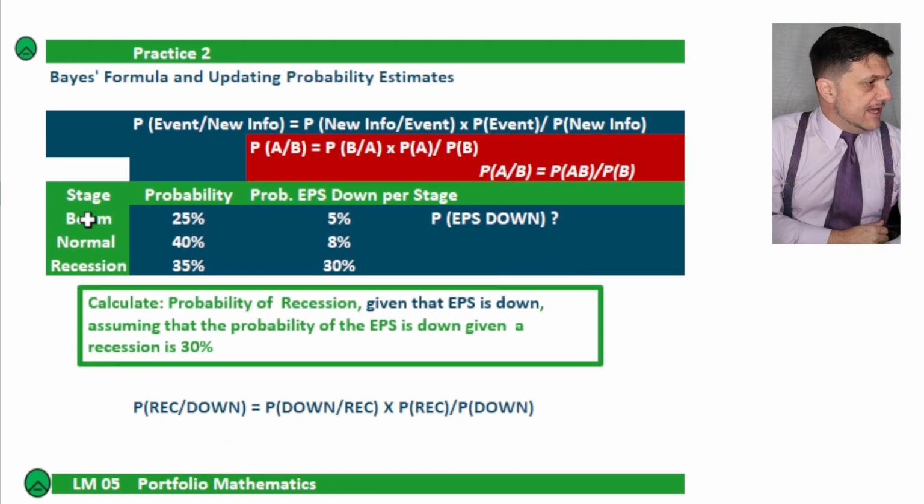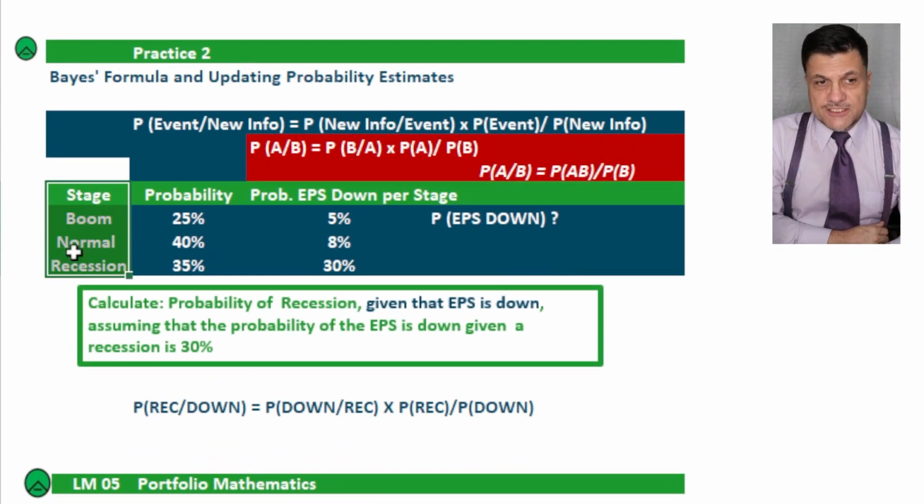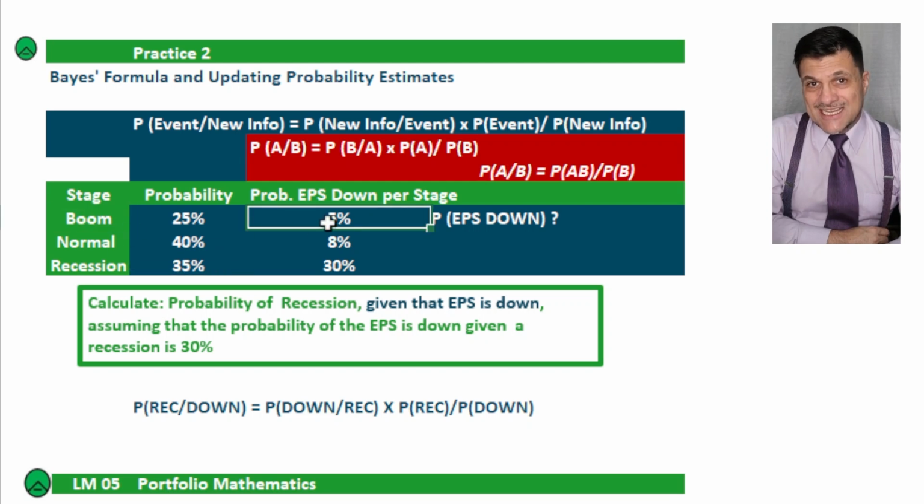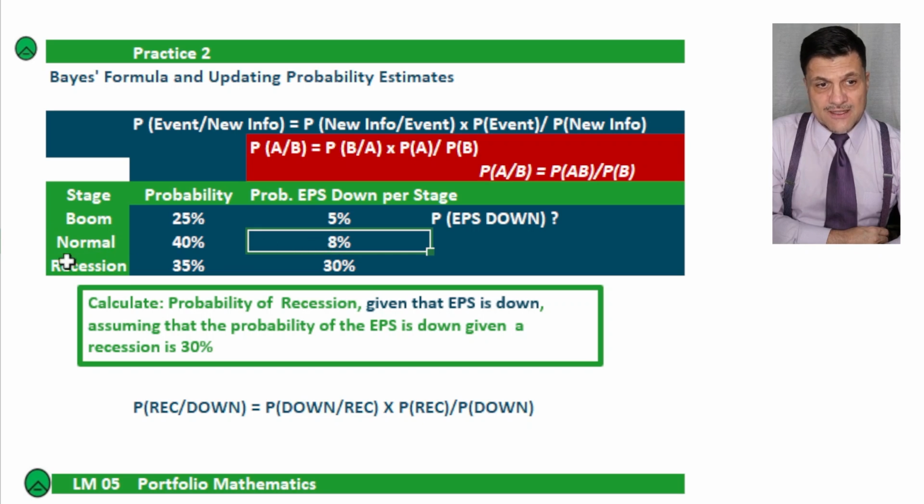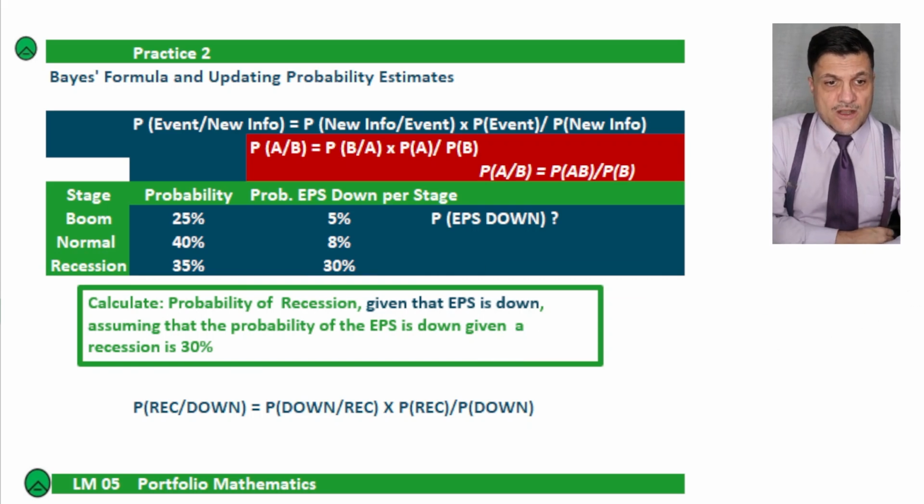So here I have a situation. We have economic stages: boom, normal, recession, and I have the probability of each one happening. Okay? 25, 40, 35. And the probability of the EPS going down under each stage. So if there is a boom, 5% chance that the EPS of a company will go down, or that particular company you're doing the research on. Now, if the economy stays the same, then there is an 8%. And given that the economy gets into recession, you get a 30% chance of the EPS going down.